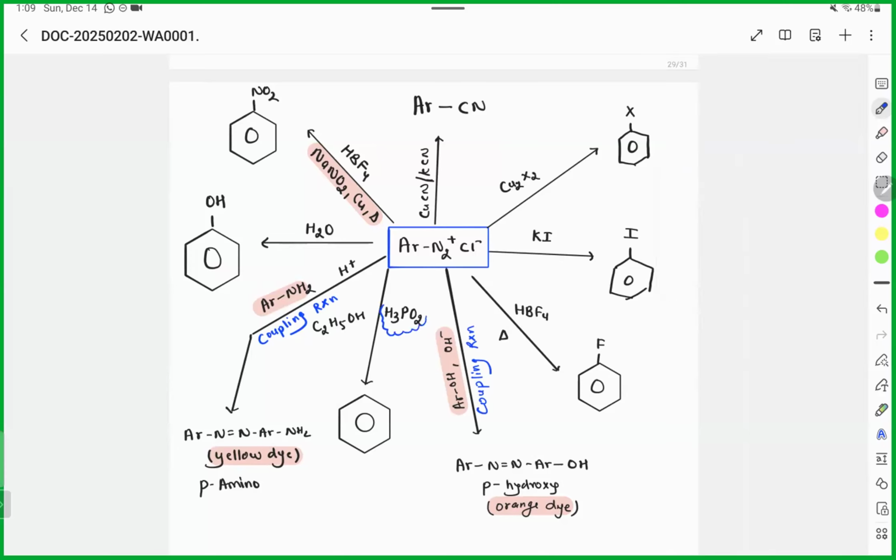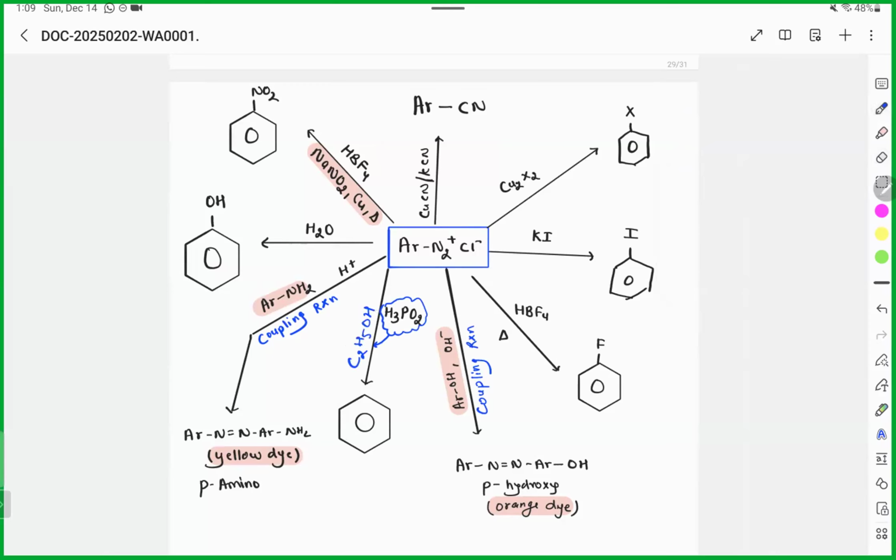Tell me, guys, was it difficult? No, sir. Sir, is only basic medium suitable for phenol, para-hydroxyazobenzene, or anything like that, or both acidic and basic? Basic medium, because you have to remove acid and you have phenol as acid. For acidic substance, you take basic.